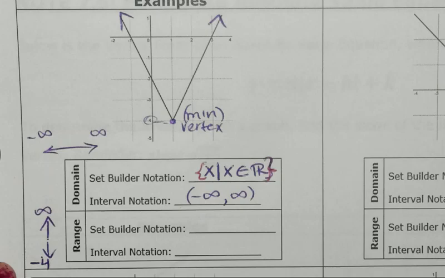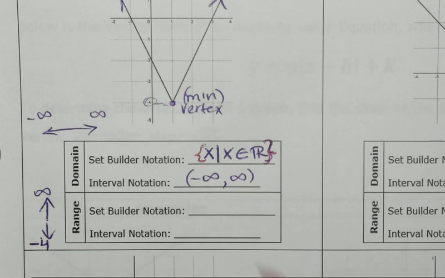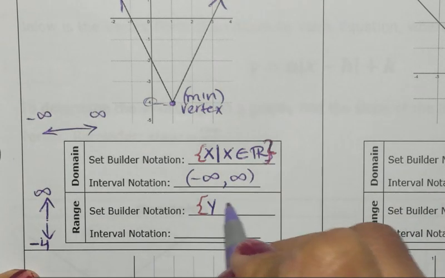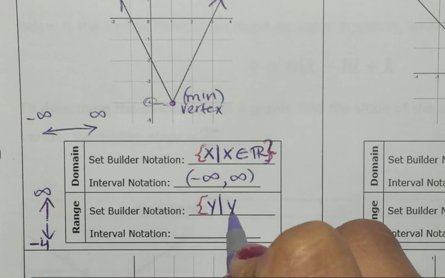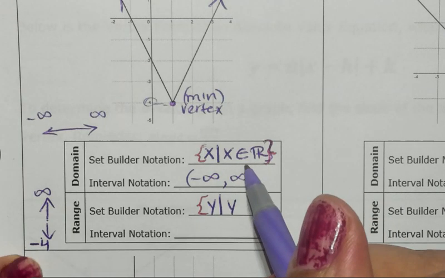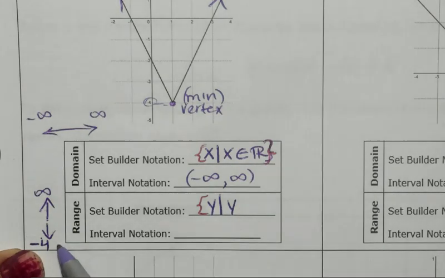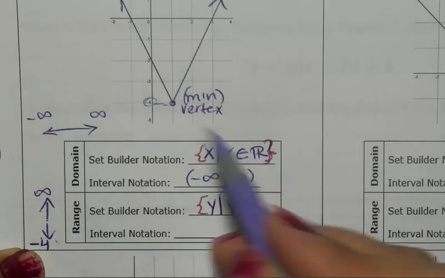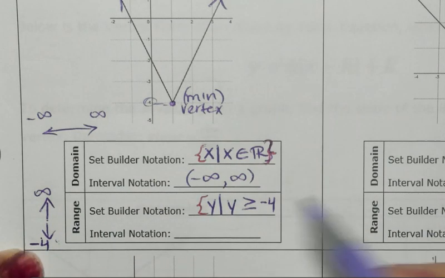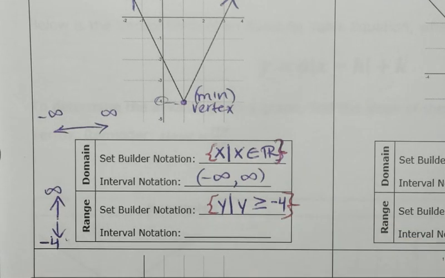All right, for the range, we're going to write that notation, but with the letter y, because it's a range. So y such that y, we're not going to write element of real numbers because this does stop. It doesn't go forever left and right. We know that the minimum is -4. So we need higher. We need greater than or equal to -4, and then the bracket symbol.